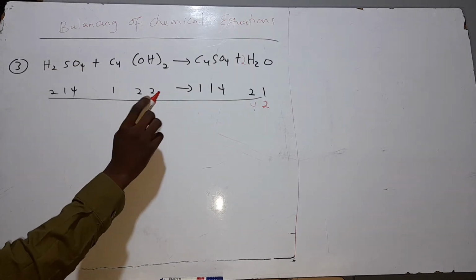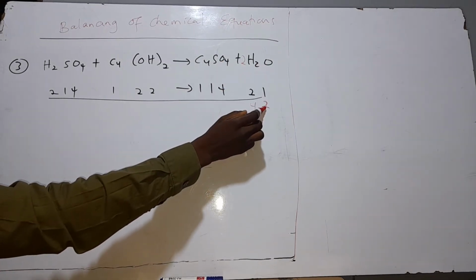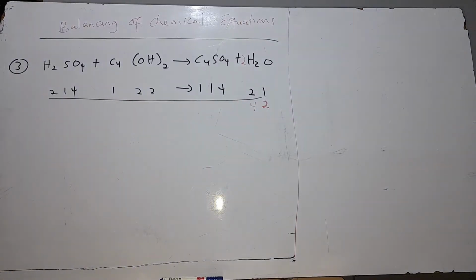Let's come to this side. How many oxygen do we have? We have 4 here, right? And then here, how many do we have? We'll come back to the red one now. It means we have 2. So 4 plus 2 is balanced. So we know that the oxygen is also balanced.